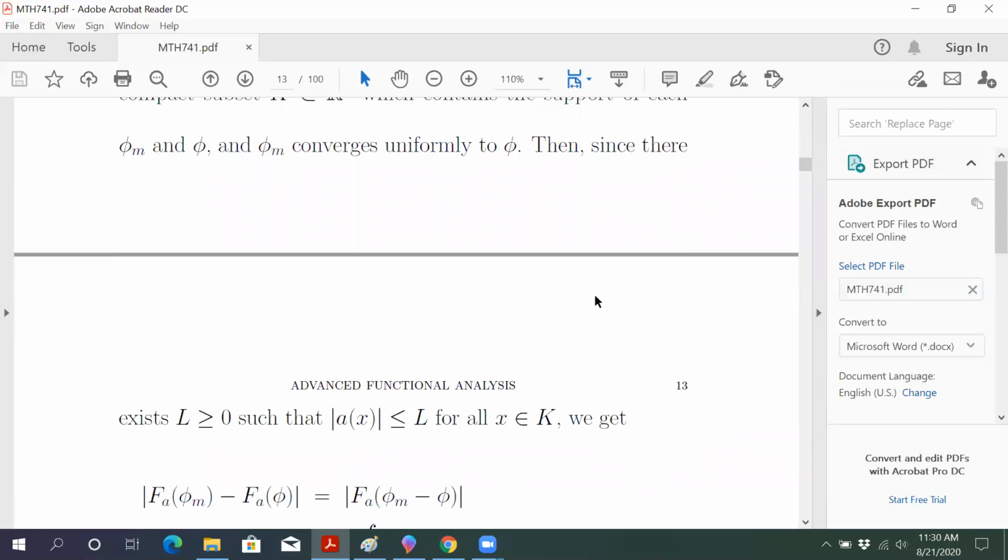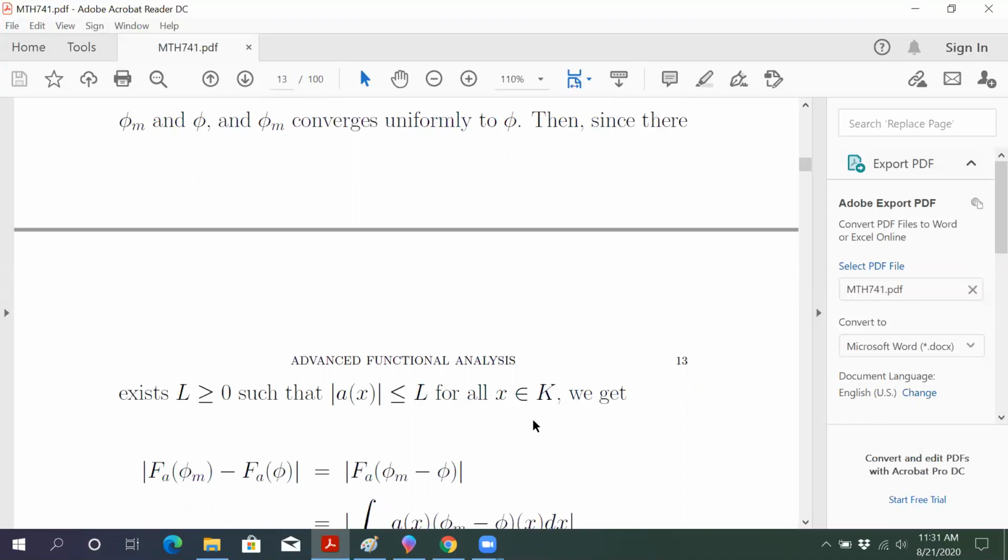Now, there exists a positive number L such that the absolute value of A(x) is less than L for all x in K. Why is it true? Something similar to this we explained. K is a compact set and A is a continuous function, so a continuous function on a compact set is bounded. Since A is continuous and K is compact, it maps compact to compact, and every compact set is bounded. So there is a positive number L such that |A(x)| is less than L for every x in K.